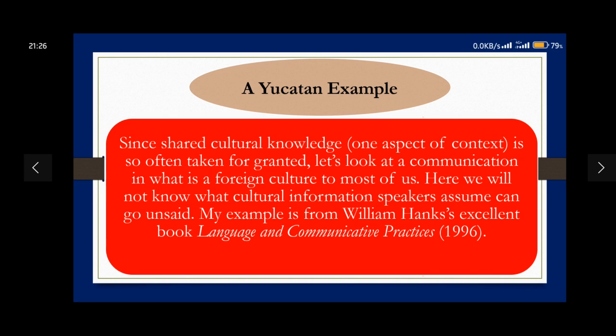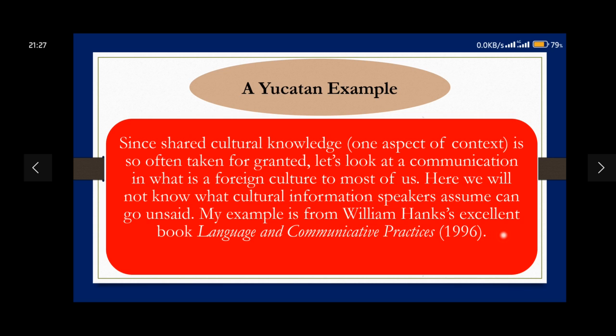A Yucatan example. Since shared cultural knowledge, which is one aspect of the context, is so often taken for granted, let's look at the communication in what is a foreign culture to most of us. So this example is taken from a Yucatan culture. And Yucatan is a Mexican city, so the culture for most of us is a foreign culture. And we don't have much information about this culture. Here we will not know what cultural information speakers assume can go unsaid. My example is from William Hanks' excellent book Language and Communication Practices, 1996.